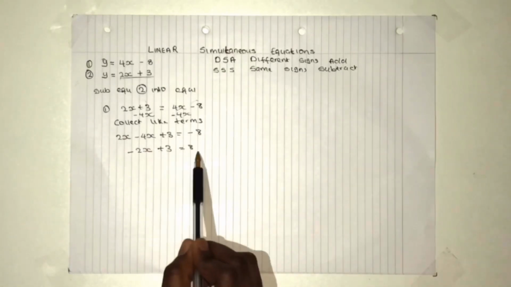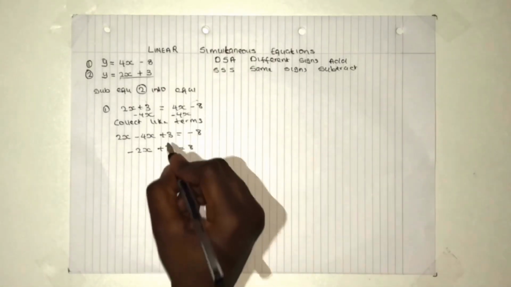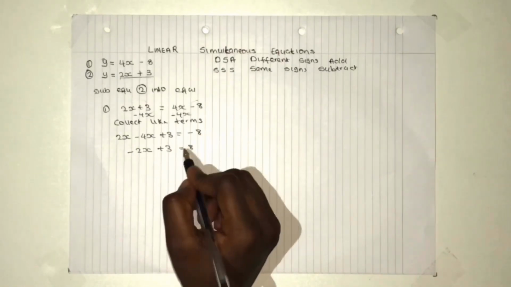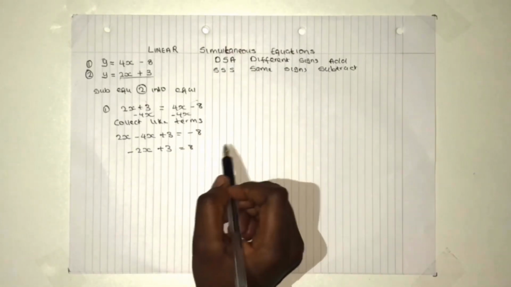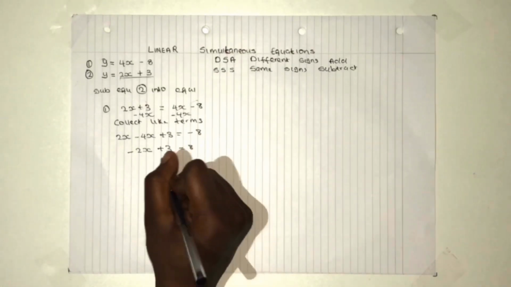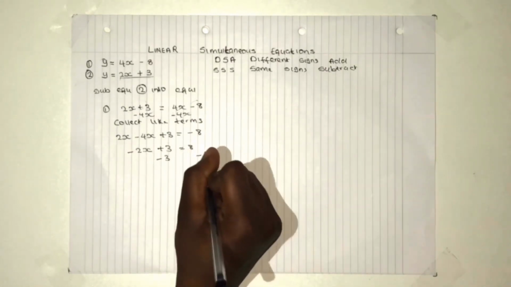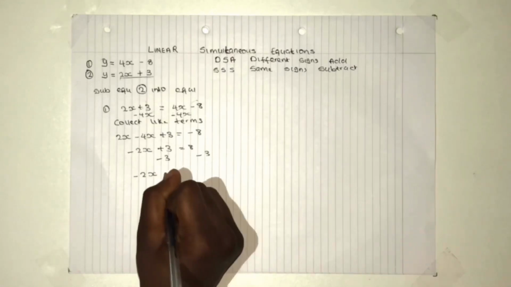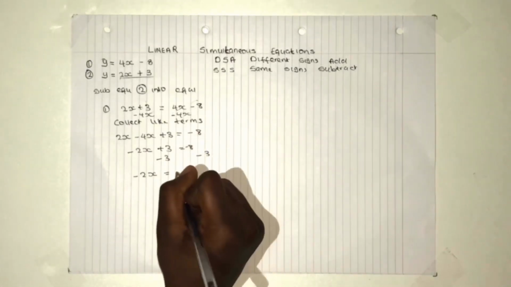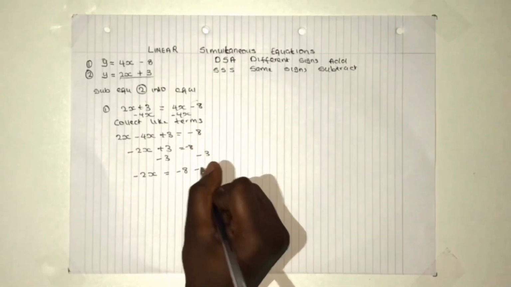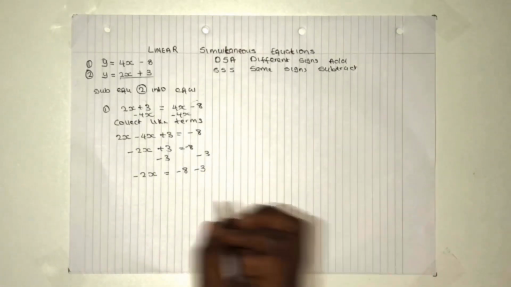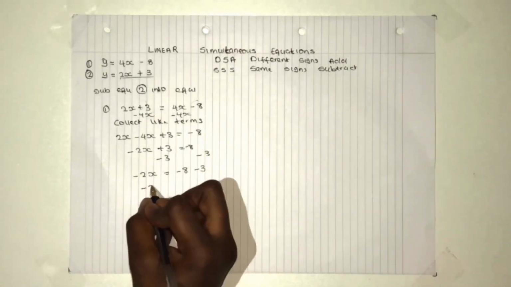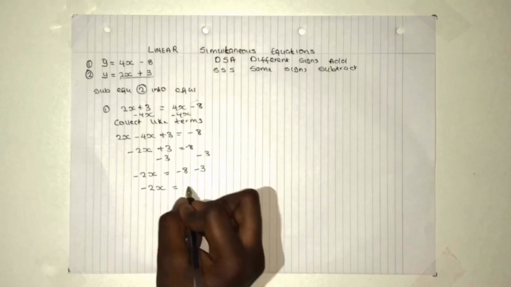But in this case, you can tell that I'm not done because I need to bring this plus 3 down to this side. So then I have to take away 3 from both sides, which will become minus 2x equals minus 8 minus 3. So therefore, minus 2x would equal minus 11.